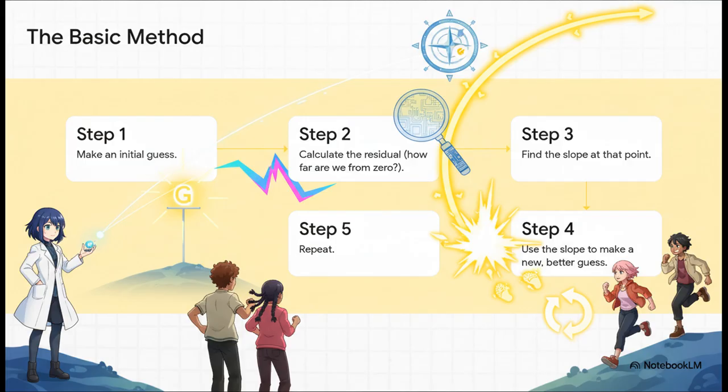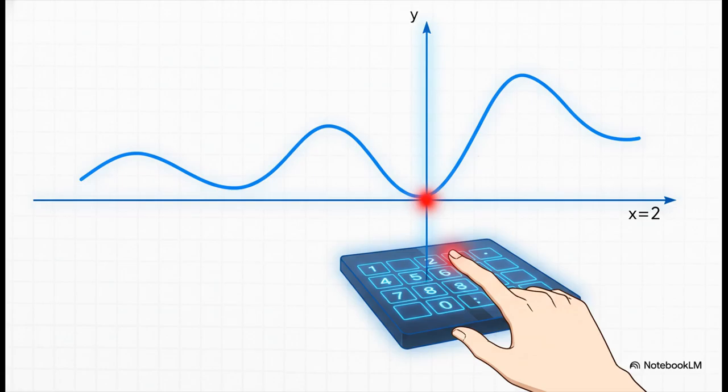So here's the game plan. First, it makes an initial guess. That's our starting point. Then it calculates the residual, basically asking, okay, how far away am I from 0? Step 3, and this is the magic sauce. It figures out the slope of the curve right at that guess. That slope tells it which way is downhill towards 0. Step 4, it uses that slope to make a new, much smarter guess. And then it just does it all over again. Repeat, repeat, repeat. All right, let's watch this thing in action.